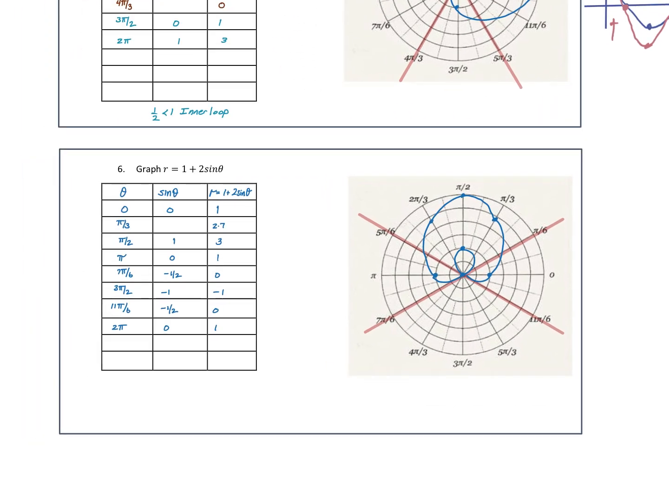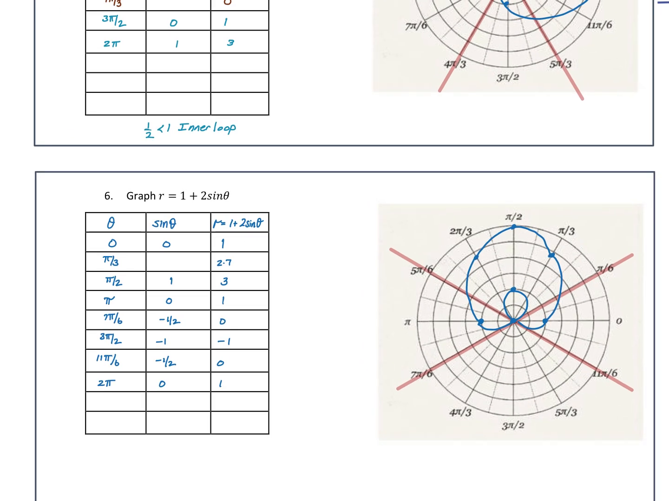So I'm going to start with setting it equal to 0. I don't have my work here, but we've got 1 plus 2 sine of theta equal to 0. Sine of theta equals -1/2. So it equals -1/2 at 7 pi over 6 and 11 pi over 6. And these are my asymptotes. And then there's nothing affecting the theta here, so we can just go with our normal 0, pi over 2, pi, 3 pi over 2, 2 pi.